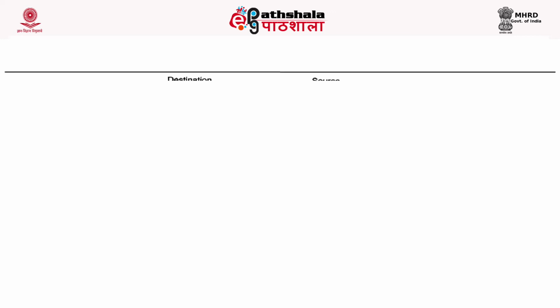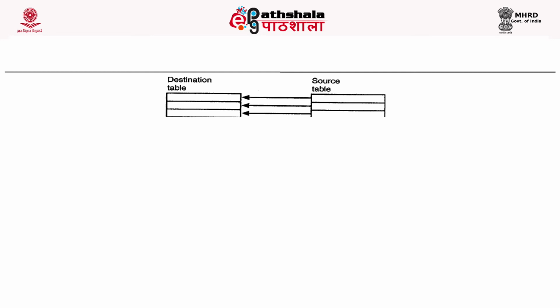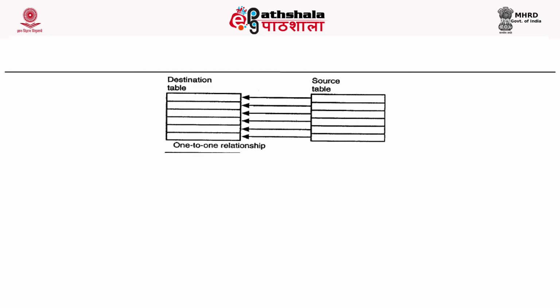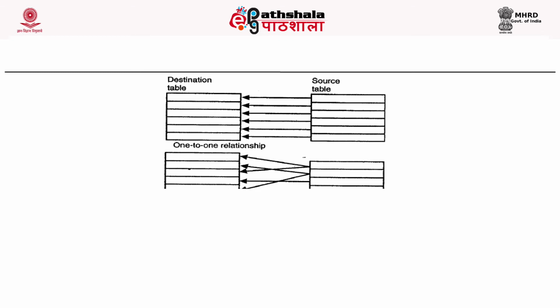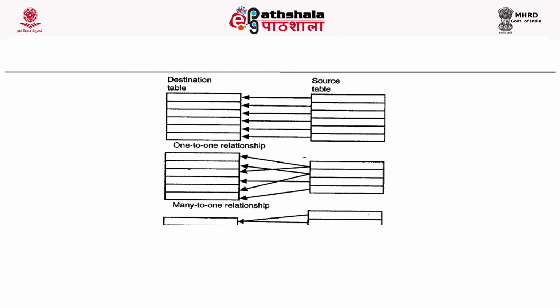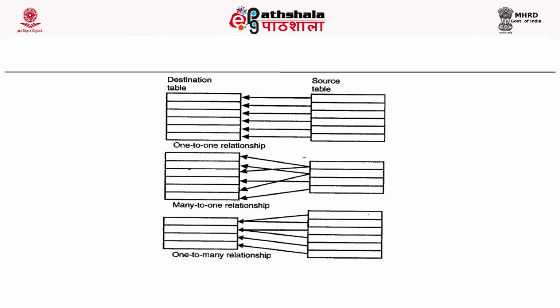So, if you see in this figure where we have a data relationship representation for a network database management system, we have destination table, and we have a source table. In a one-to-one relationship, each row is related to the other one, while in many-to-one relationship, each row can be related to many rows in the destination table. Similarly, in a one-to-many relationship, one row in a destination table can be linked to many rows in the source table.